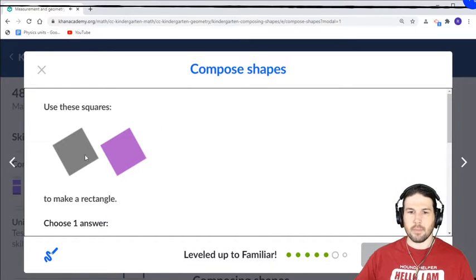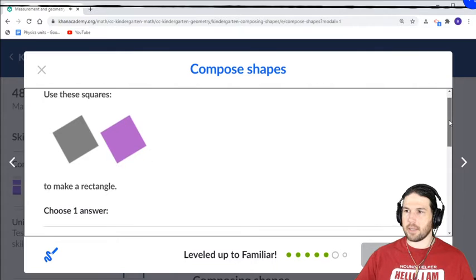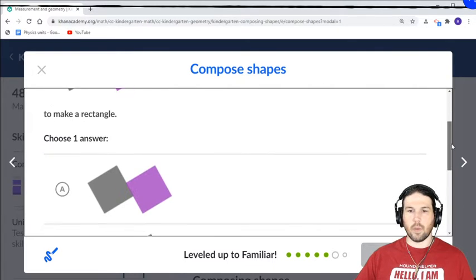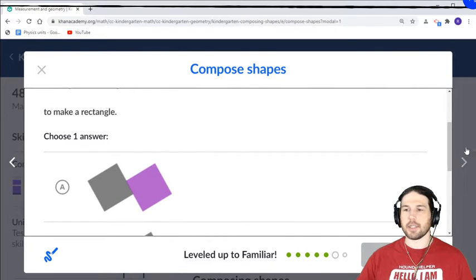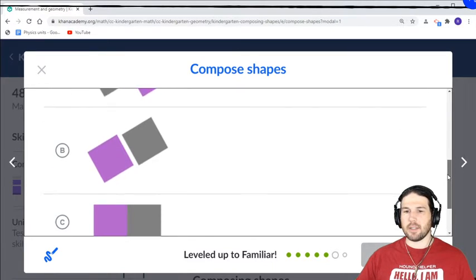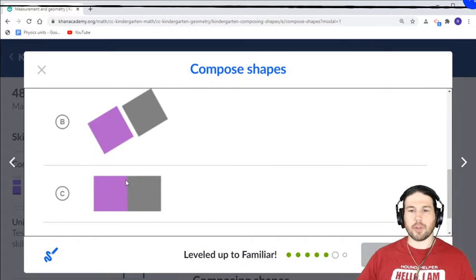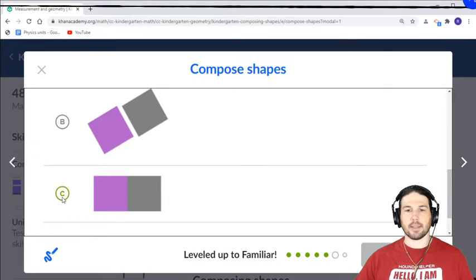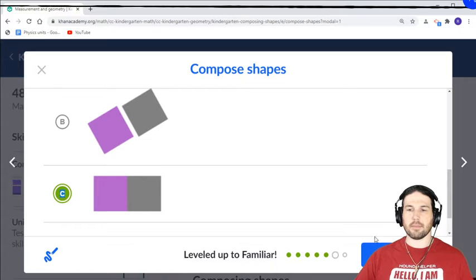Excellent. Use these squares to make a rectangle. Well, just moving them together isn't going to do it. You got to rotate them again. So we rotate them. Well, that's still not quite right. Ah, there we go. We rotate them and we put them end to end and we make a rectangle.